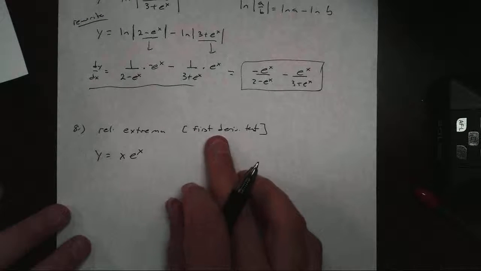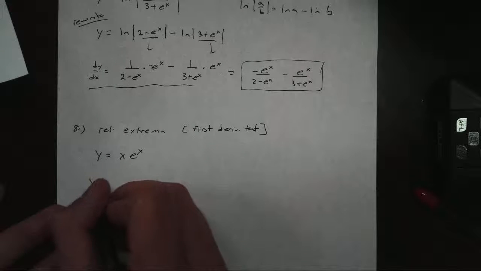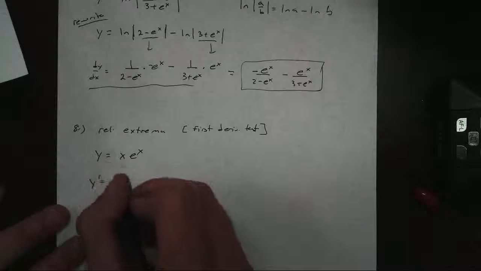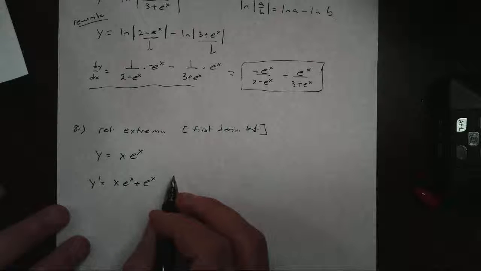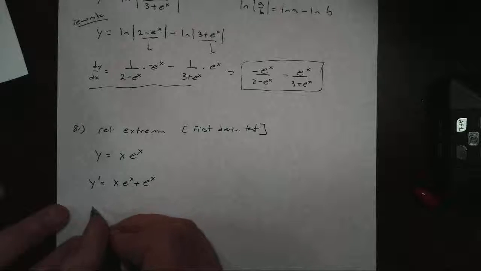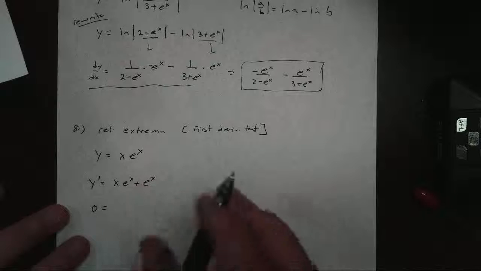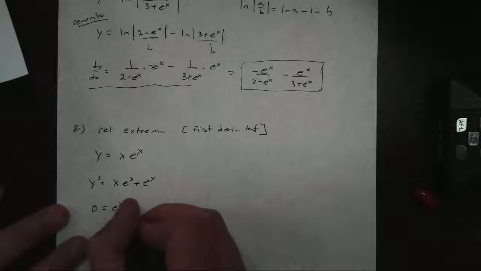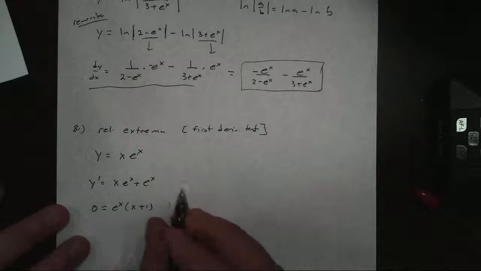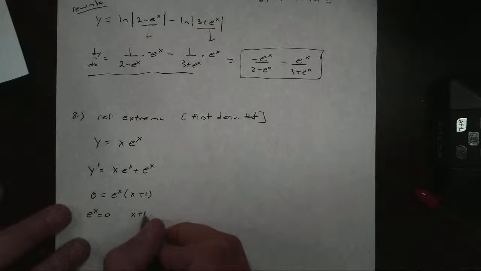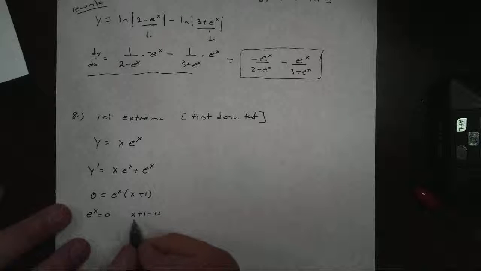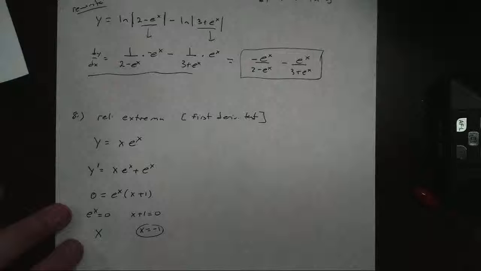Maximums, minimums. First derivative test, so we've got to take the derivative. Y prime equals the first times the derivative of the second plus the second times the derivative of the first. Well, we know we're going to set this equal to 0, and if you notice, I can factor out an e to the x. I get x plus 1. Set both equal to 0. That's our zero product property. Here we get x equals negative 1, and over here, that's not going to happen. e to the x cannot equal 0.